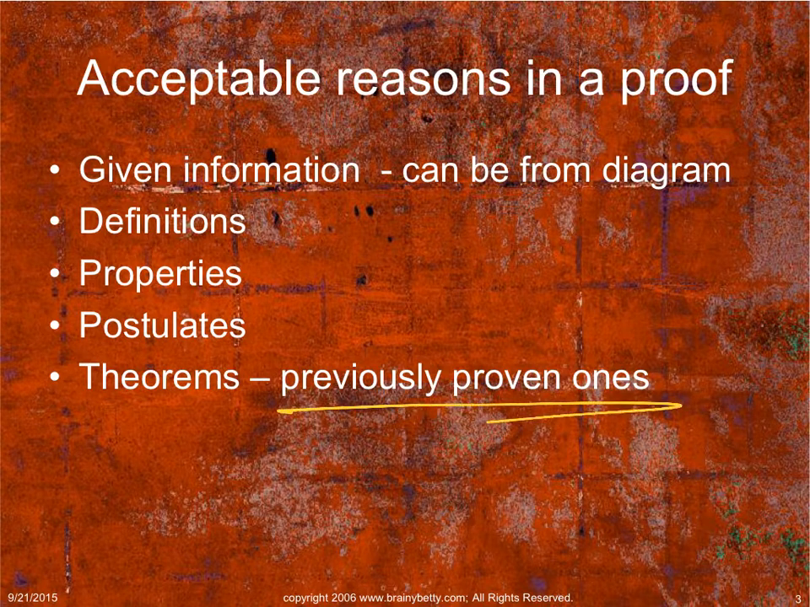Notice this little disclaimer here, previously proven ones only. What this means is when we're doing a geometry or any proof from chapter 2 on this test on Tuesday, I don't expect you to use a theorem that maybe is in chapter 10 because we haven't covered that yet. So when you give me a reason in your proof, it has to be something we've covered in this course. So you have to use only definitions, properties, postulates, or theorems from either chapter 1 or chapter 2. Okay, so no jumping ahead.